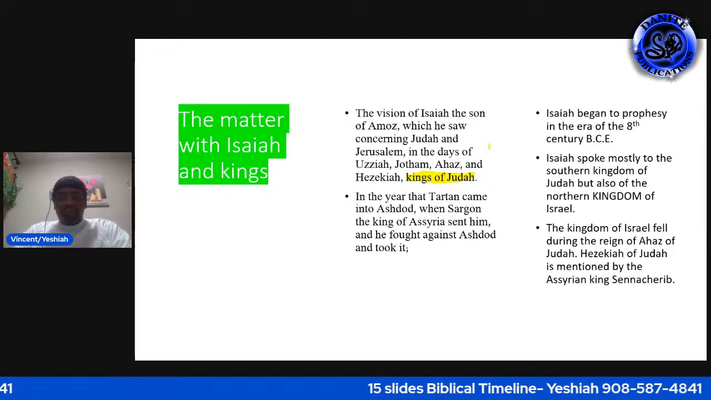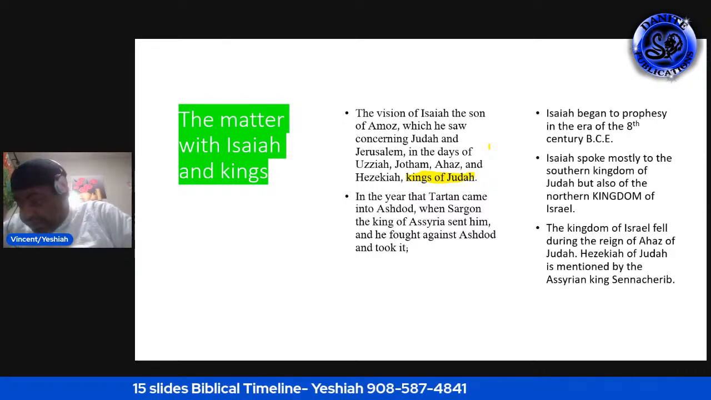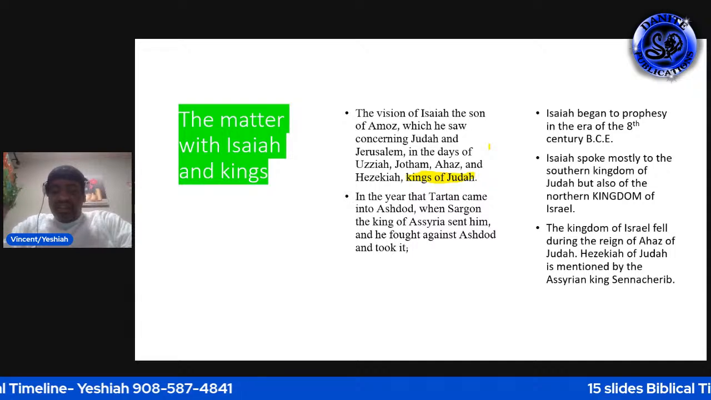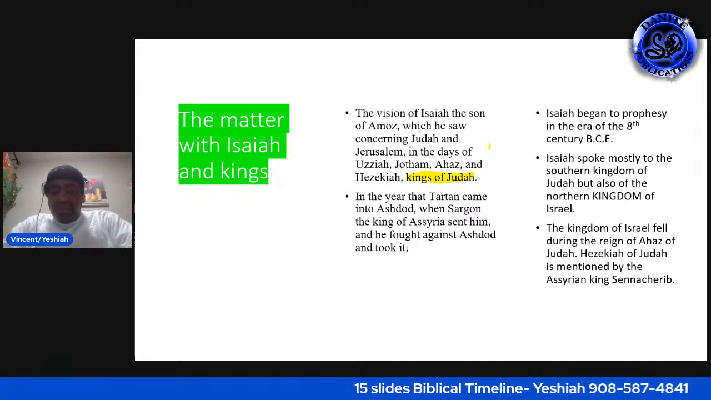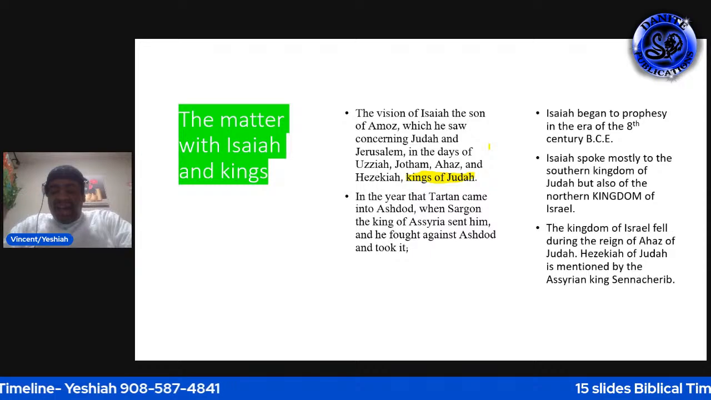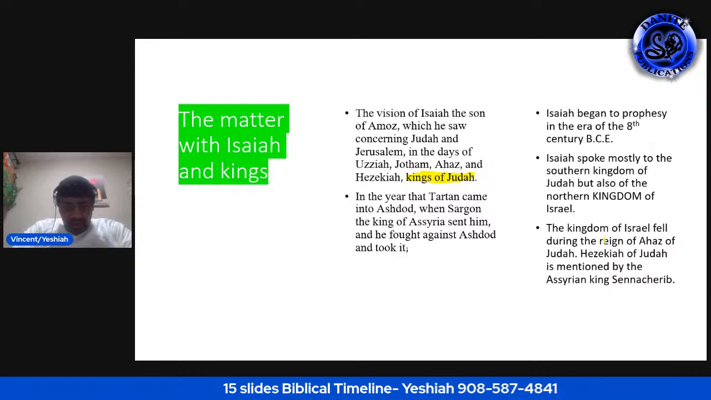So now, get some notes on the right-hand side, and it says this: Isaiah began to prophesy in the era of the 8th century BCE. Isaiah spoke mostly of the southern kingdom of Judah, but also spoke of the northern kingdom of Israel. The kingdom of Israel fell during the reign of Ahaz of Judah. Hezekiah of Judah is mentioned by the Assyrian king Sennacherib. Now, what do we want to point out real quick with this?